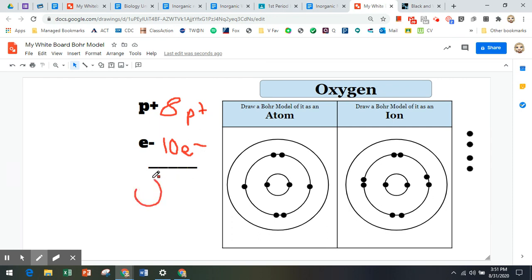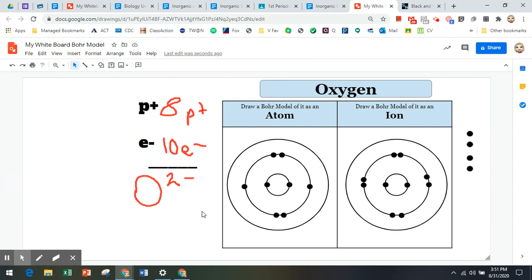So if we were going to abbreviate the ion that we just created here on this side, we would put capital O, and it's got more negative charge. How much more negative does it have? It's got 2 more negative. And so O2- is the abbreviation that we use when we're representing oxygen's ion.